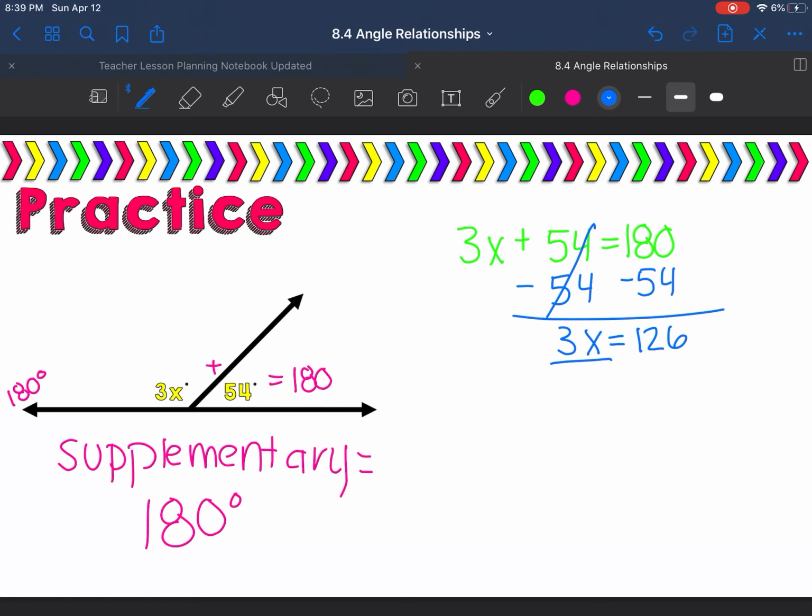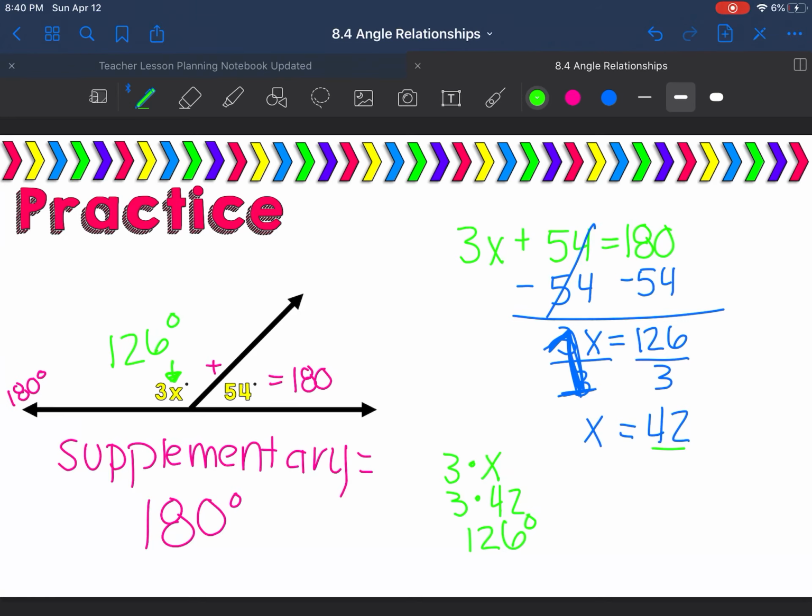Midnight, multiply or divide. In this problem, I'm multiplying, so the inverse of multiplying is dividing. So I'm going to divide each side by 3. 3 divided by 3 is 1. 1 times x is x. And 126 divided by 3 is 42. Now, that just tells me what x is. Now I need to take my 42 and plug it in for x. So 3 times x, or 3 times 42. And 3 times 42 is 126 degrees. So this angle equals 126 degrees.